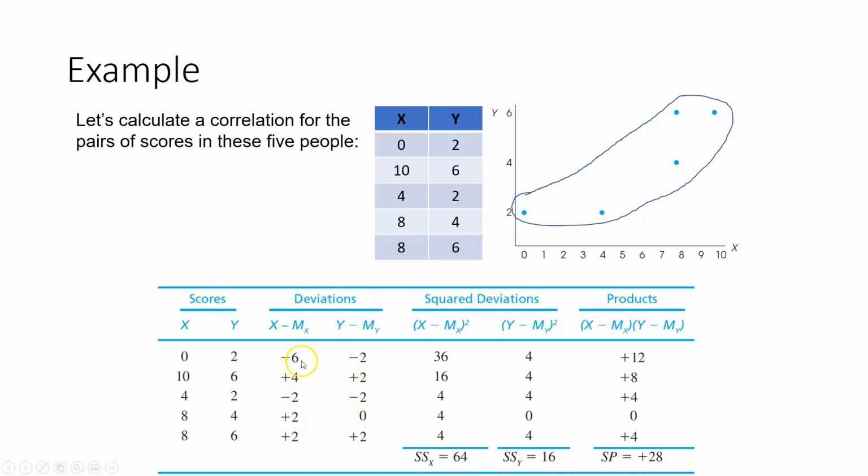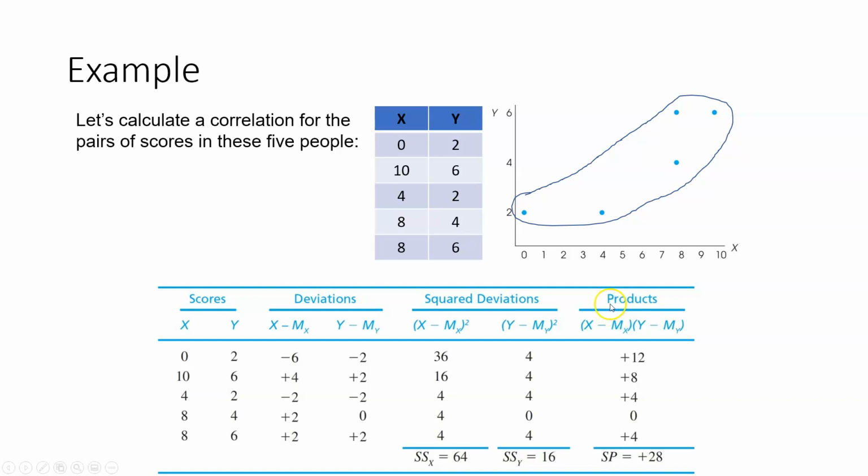So what we've done so far is computed the deviation of each of these individual scores from the mean of that group of scores. In order to find the squared deviations, we would take each of these things and square it. So negative 6 times negative 6 is 36. 4 times 4 is 16. Negative 2 times negative 2 is 4. In order to find the squared deviations of the y variable, we square these. Negative 2 times negative 2 is 4. Positive 2 times positive 2 is 4. Negative 2 times negative 2 is 4, and so on.